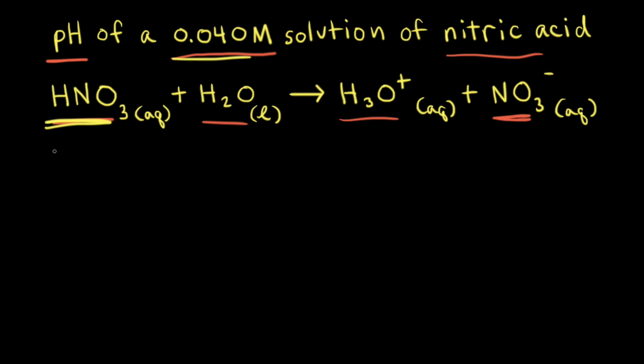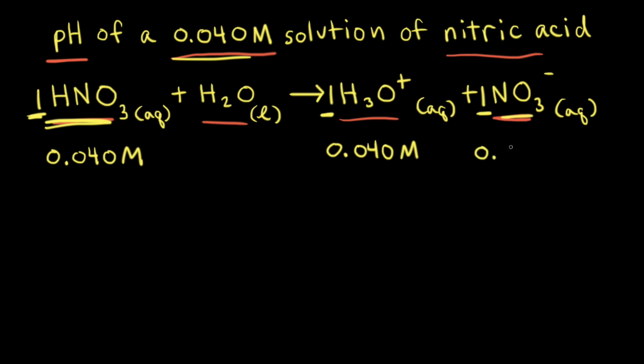Therefore, if the initial concentration of nitric acid is 0.040 molar, looking at our mole ratios in the balanced equation, there's a 1 in front of nitric acid, and there's also a 1 in front of hydronium and a 1 in front of nitrate. Therefore, if the reaction goes to completion, the concentration of hydronium would also be 0.040 molar, and the same with the nitrate anion. That would also have a concentration of 0.040 molar.